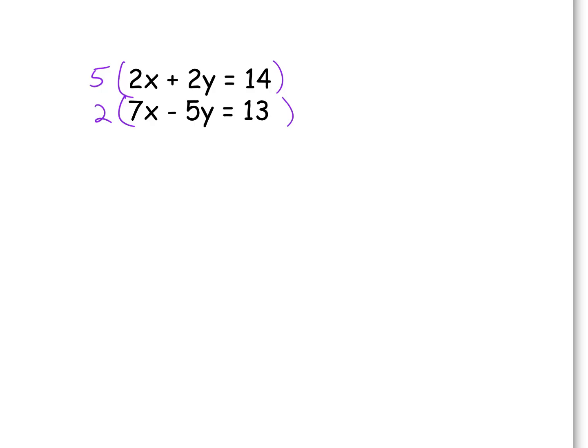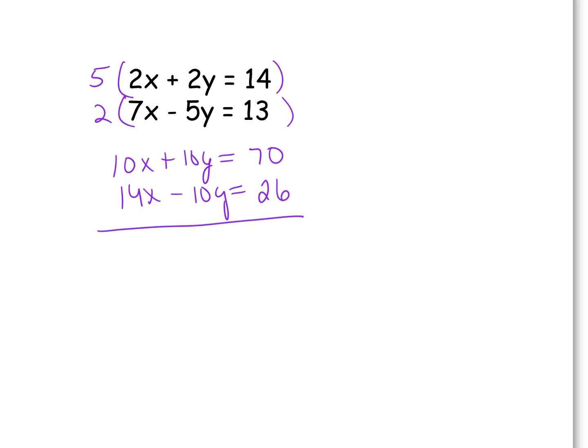So I'm going to just do it directly below it. I'm going to say 10x plus 10y equals, what's 5 times 14? 70. And then I got the 2 times 7x, 5y, and what's 2 times 13? And now we just combine again. What happens to the y's?